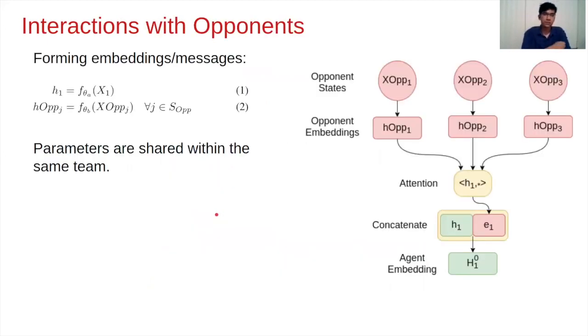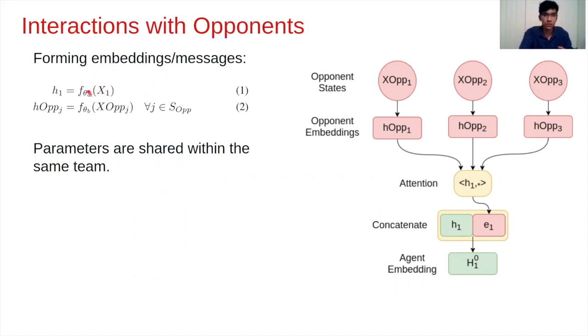So let's understand how agent 1 interacts with its opponents first. First of all, we form embeddings, or you can call them messages. H1 is defined as F_theta_A of X1, where X1 is the state of agent 1. State is position, velocity, and orientation.